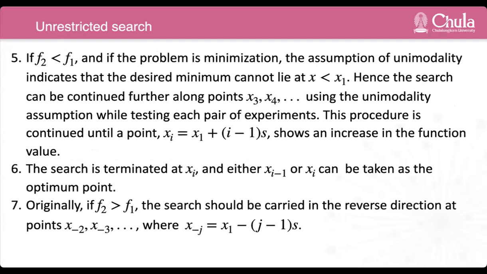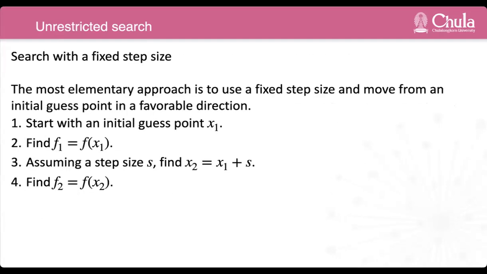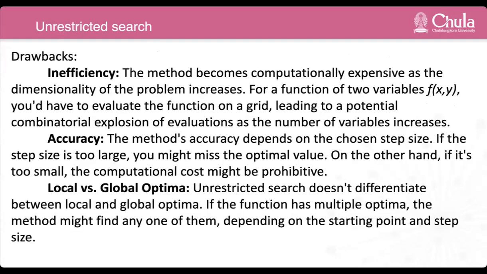Then you get a new point. Okay? This is the whole algorithm for heuristic search. So the drawbacks of this heuristic search are, first, inefficiency. The method becomes computationally expensive as the dimensionality of the problem increases. Also the accuracy, because you work with an area, not a point. You work with an interval. And the other thing is we have a problem with local and global optima.